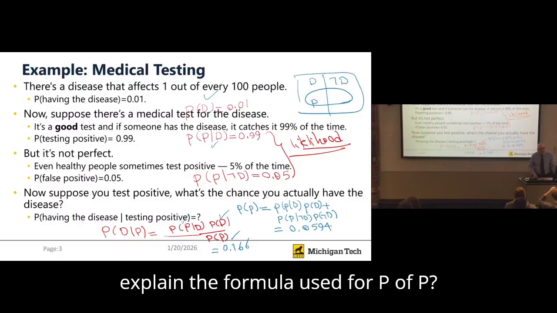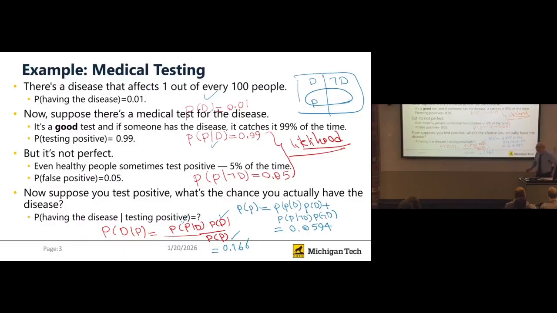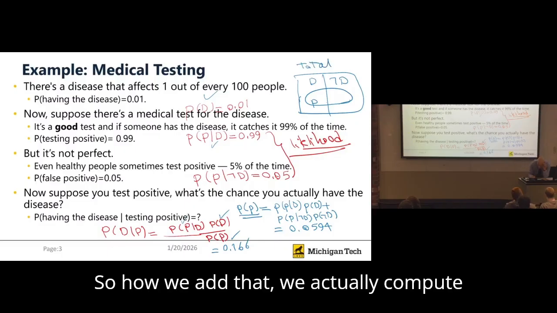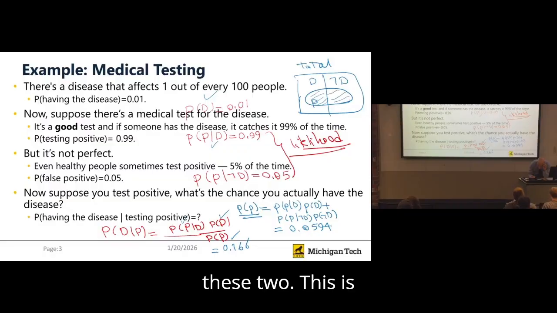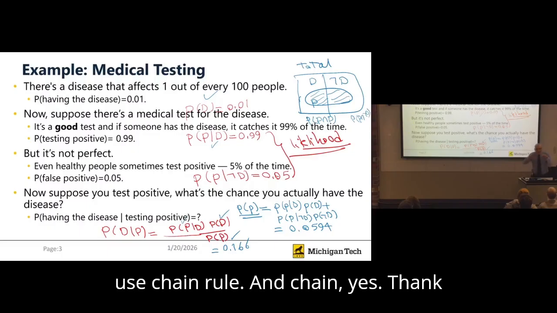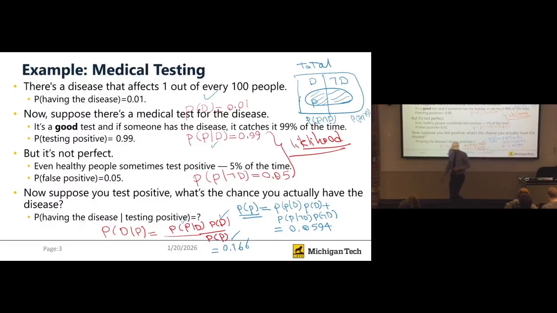Yes? Could you explain the formula used for P of F P? Yeah. I took that from here. This is the total theorem. So how we add that, we actually compute these two: the probability of P and D, and the probability of P and not D. Then we use the chain rule. Yes. Okay. Thank you. More questions?